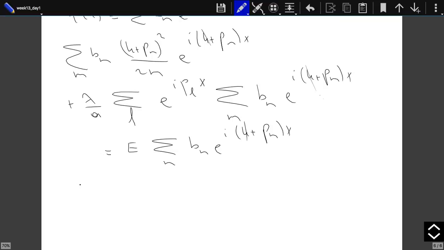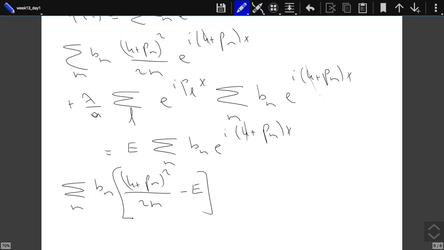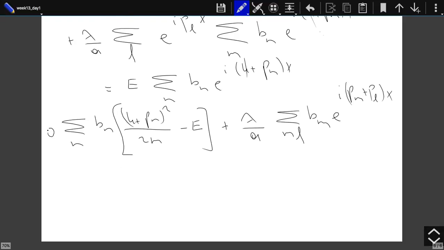And we are left with, let's see, sum over m Bm (k plus Pm) squared over 2m minus E. I just move the right hand side to the left hand side, that is the first term, plus lambda over a sum over m and L Bm e to the power i (Pm plus PL) of x. This should be equal to 0. And we are looking for non-trivial solutions of this equation, if there are any.